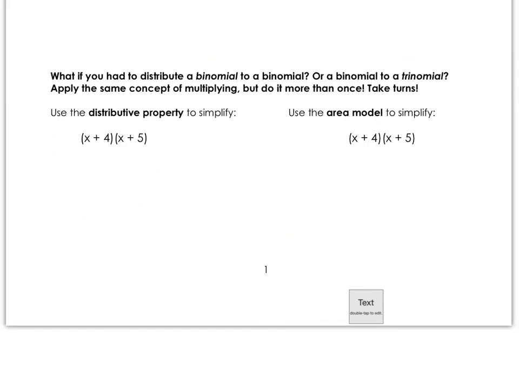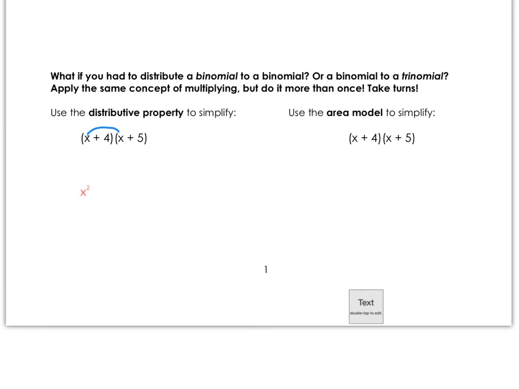So what if we have to distribute a binomial to a binomial or a binomial to a trinomial? We are going to apply the same concept of multiplying, but do it more than once. We have to take turns. So we're going to use the distributive property to simplify first. So just like what we've done in the past, we're going to start by saying, okay, well this right here, this x, is being multiplied by x. So x times x gives us x squared.